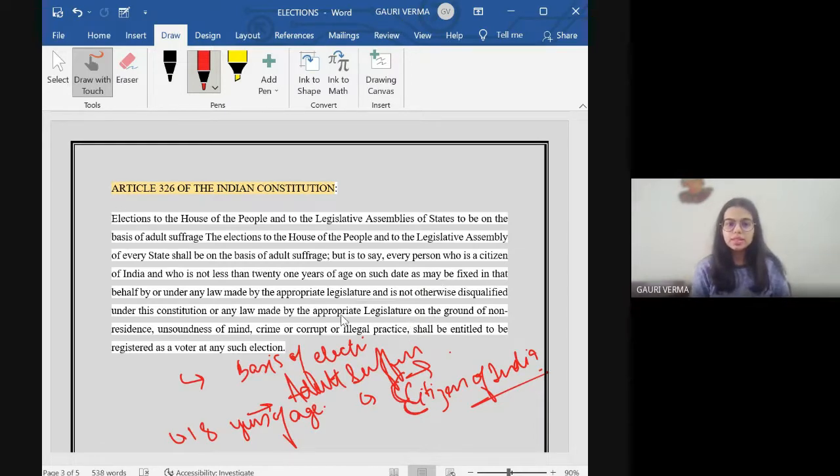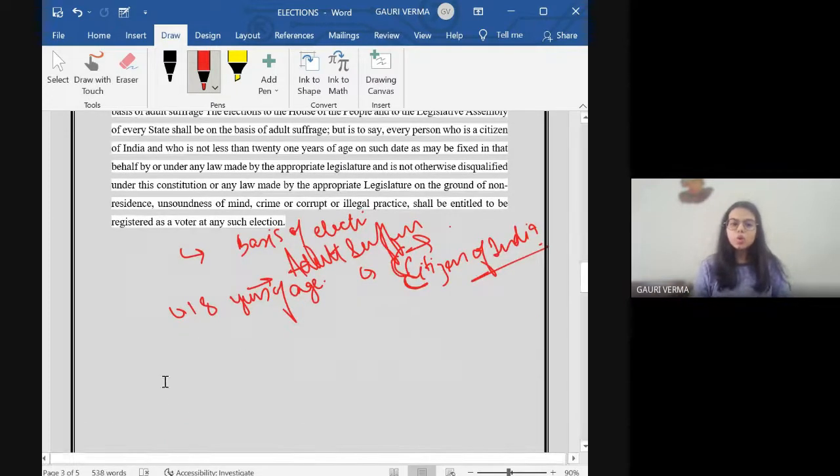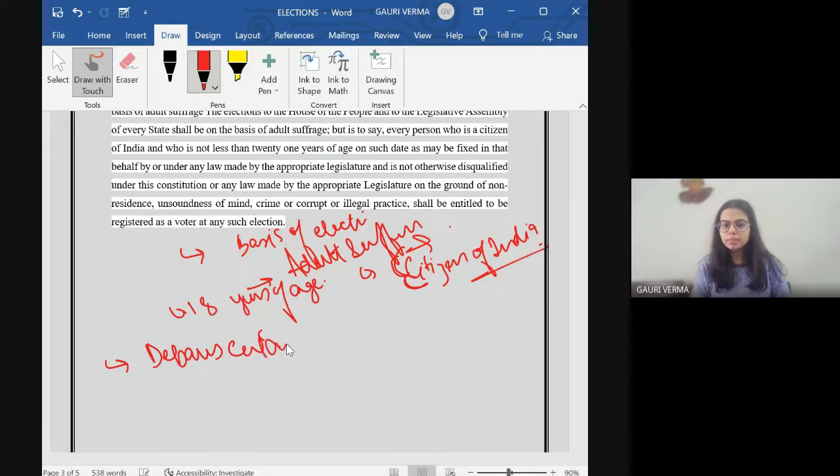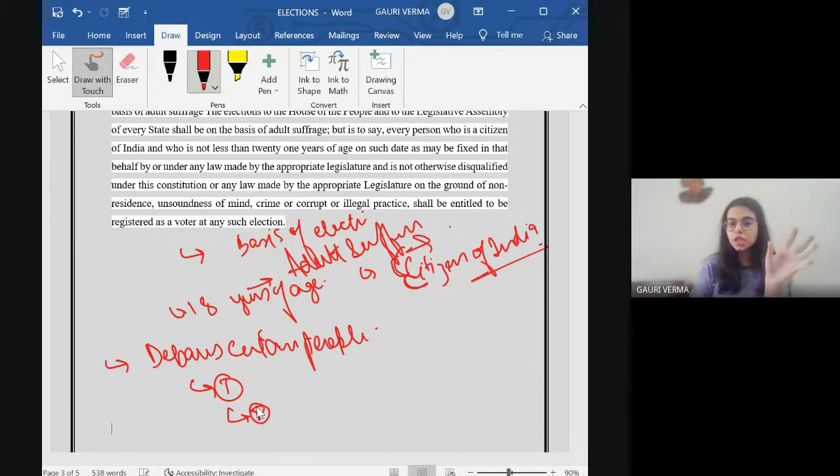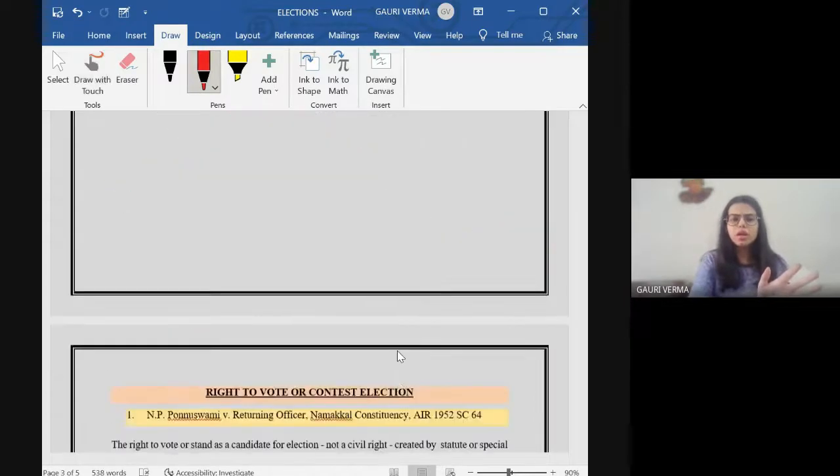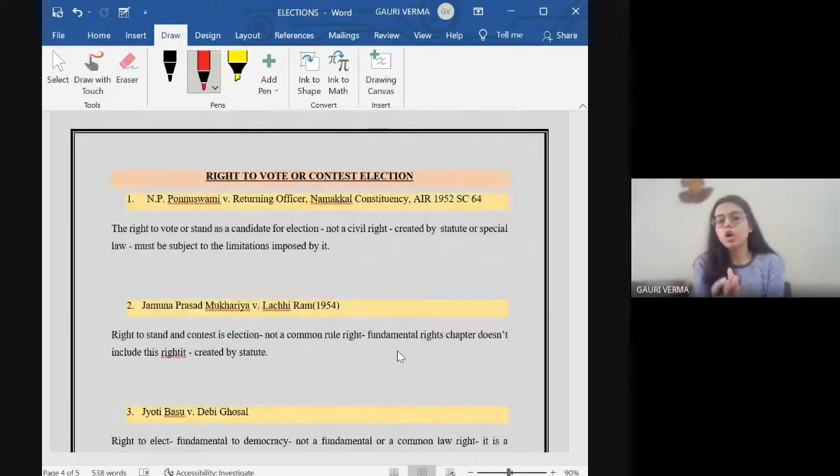Okay. Next, so continuing. Also, this section debars certain people. And what are the bases of debarring them? Number one, someone who is of unsound mind, and that should be proven by a court. The proving is necessary. Second, any person who has committed a crime and is held by the court that he or she cannot elect. And this is usually for 6 years and not more than that. Okay. So, right to vote or contest in elections.